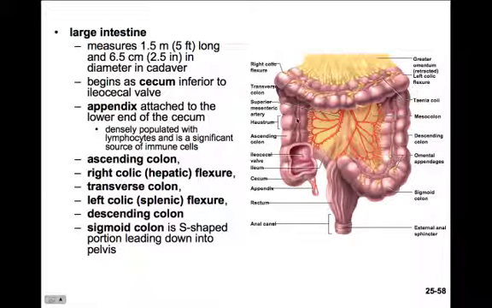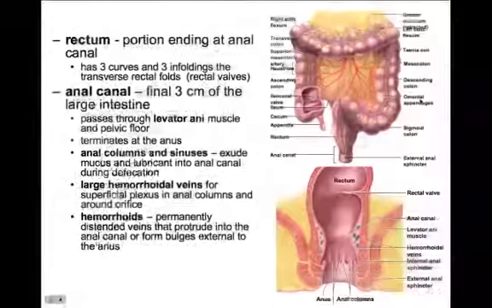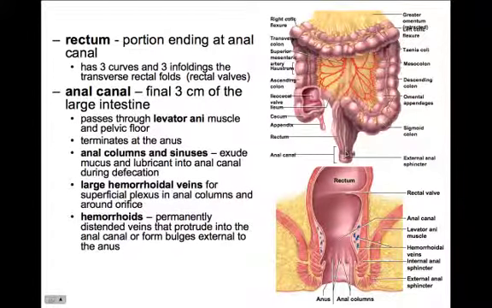There are two notable bends. There's the right colic flexure, or the hepatic flexure, right here. And then there's the left colic or splenic flexure. And they're called hepatic versus splenic because those are the organs that each of the respective big bends are close to. The rectum is the portion of the large intestine that ends at the anal canal.